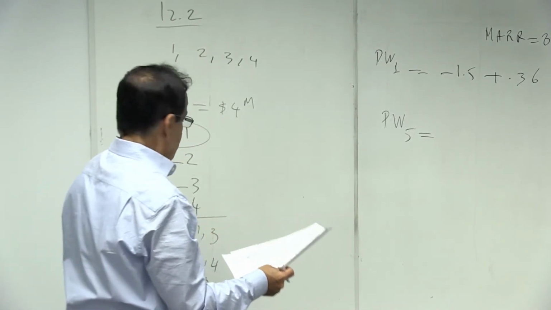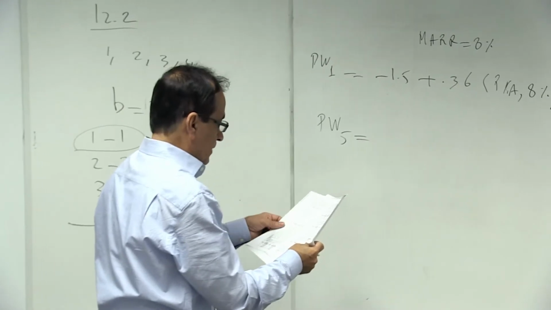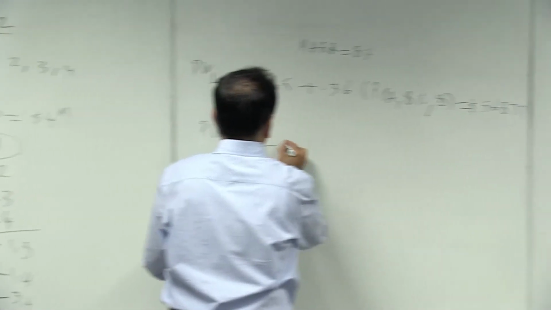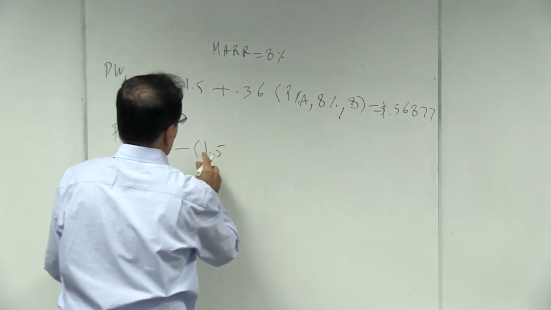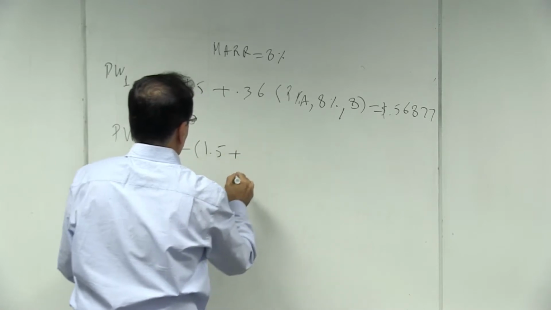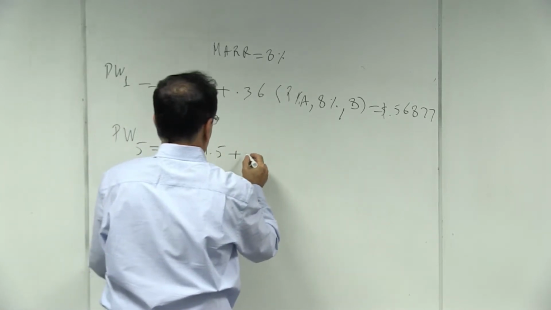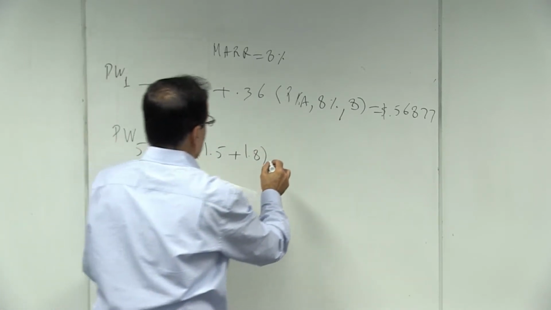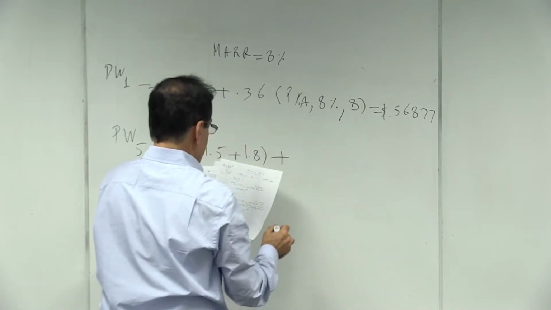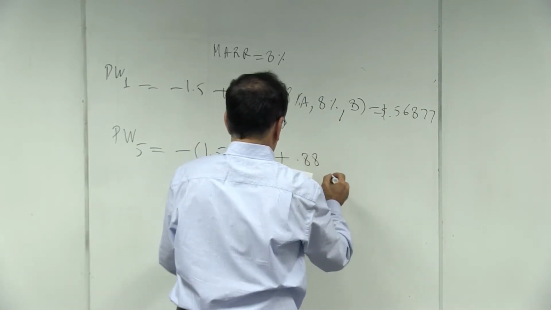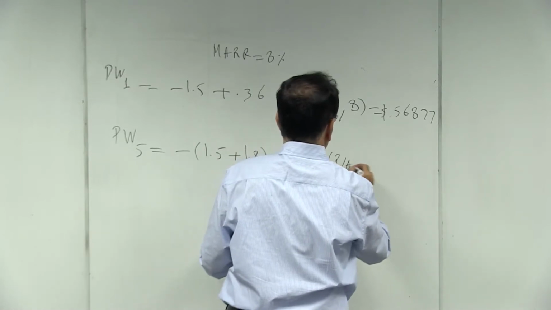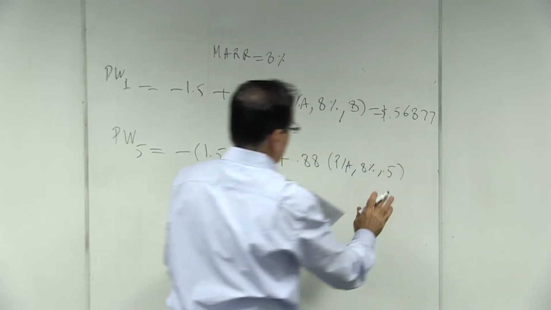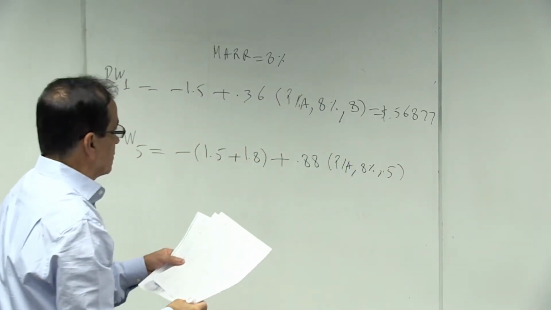So first we're going to do years 1 through 5. For the initial cost, you combine 1.5 for alternative number 1 and add the initial cost for alternative number 3, which is $1.8 million. If you add the income for both these alternatives, it's about $0.88 million. You multiply this by P given A, 8%, and 5 periods, because the life of alternative number 3 is 5 years.